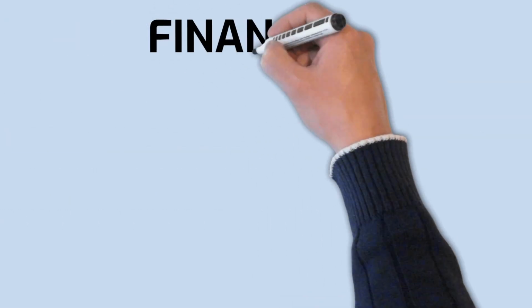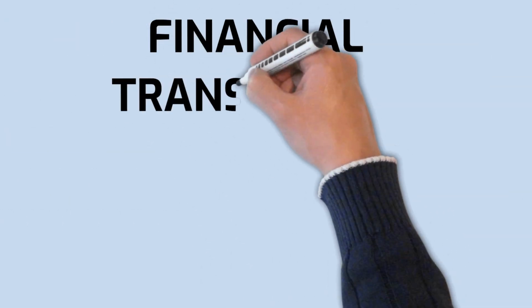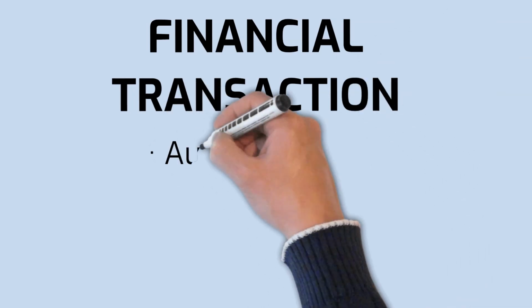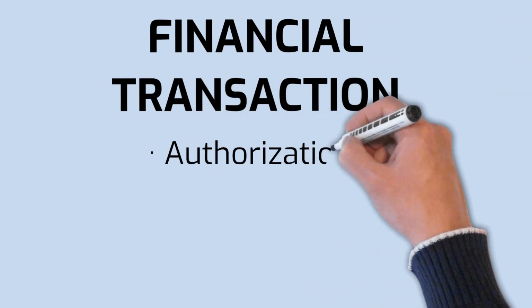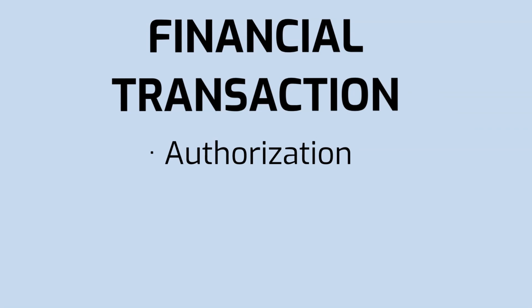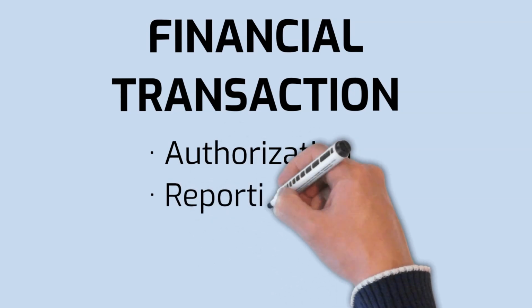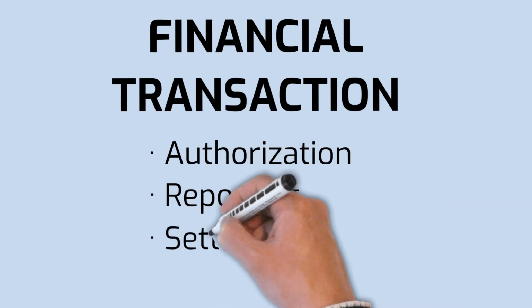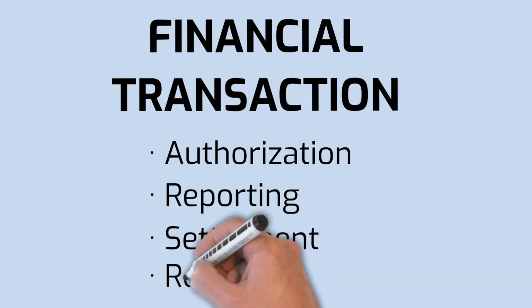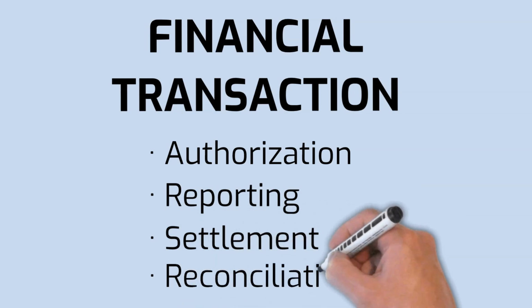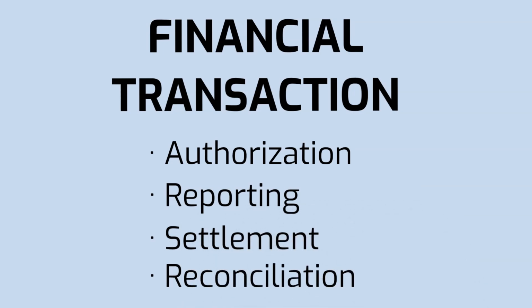For the financial transaction, we still must complete 3 of its 4 steps. The first step that we've already described is called authorization. Authorization takes place in real time, 7 days a week, 24 hours a day, 365 days a year. The next 2 steps, reporting and settlement, are scheduled events. The final step, reconciliation, can only take place after reporting and settlement have completed.